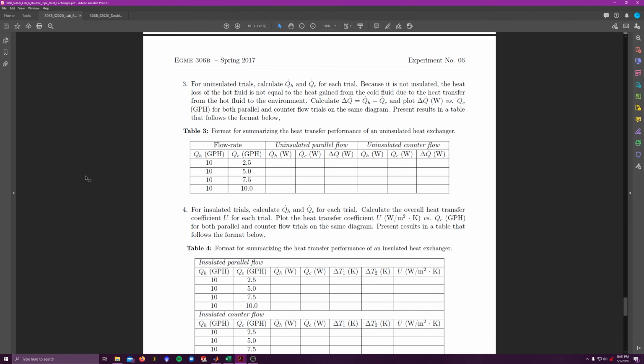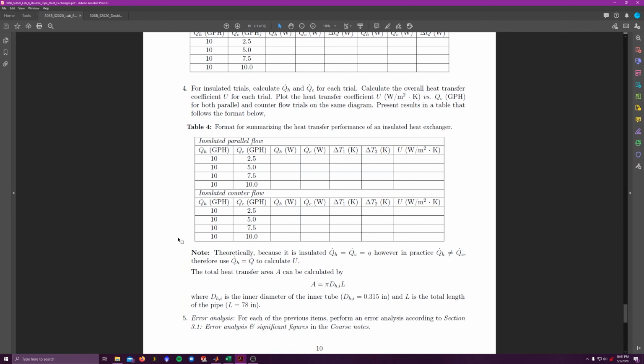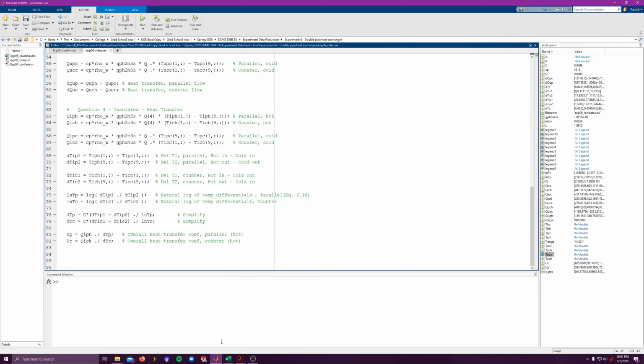Now we're on question 4, the insulated configuration. We need to calculate Q dot H and Q dot C, just like we did for the uninsulated trial. From that, we're going to find the overall heat transfer coefficient U, for both parallel and counterflow, and then plot that against the volumetric flow rate for the cold fluid. Take note here, when we calculate U, we need to use the heat transfer for the hot fluid. Let's go back to Matlab.